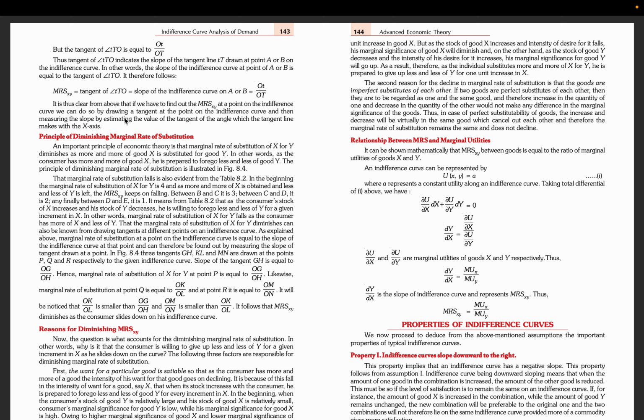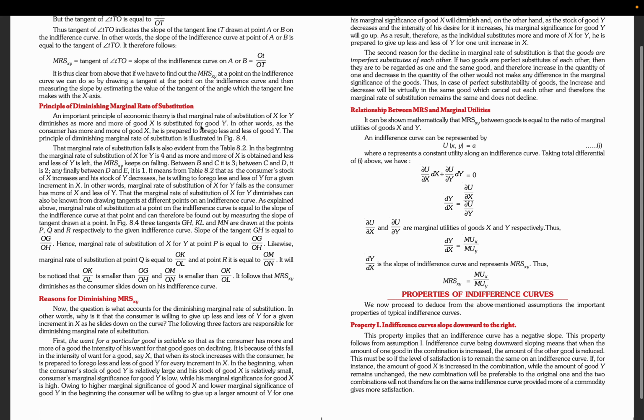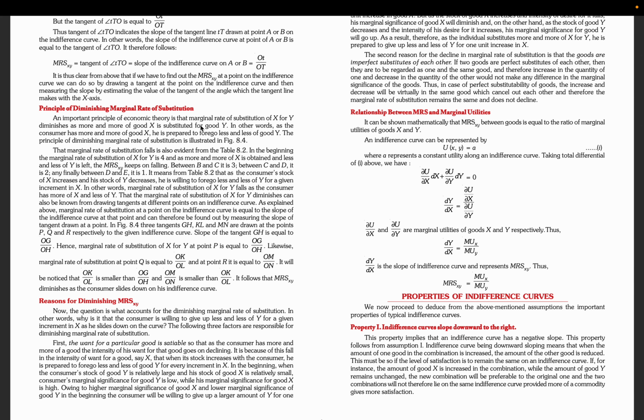It is thus clear from above that if we have to find out MRSXY at a point on the indifference curve, we can do so by drawing a tangent at the point on the indifference curve and then measuring the slope by estimating the value of tangent of the angle which the tangent line makes on the x-axis. Pretty intuitive in itself from the diagram.